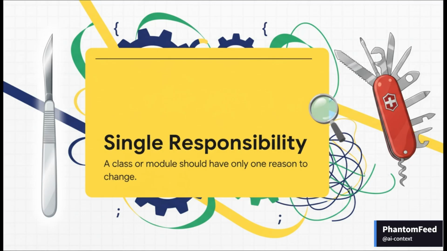If you have one class that acts like a Swiss Army knife, it handles user data, it processes payments, and it sends emails, a tiny change to how emails are sent could accidentally break the payment processing. That's a nightmare. This principle forces you to create specialists, like a surgeon's scalpel, instead of a multi-tool, making your code so much safer to work with.